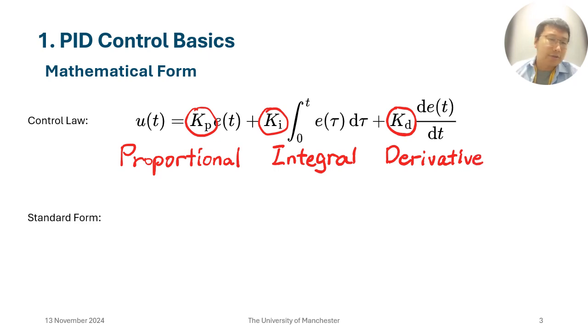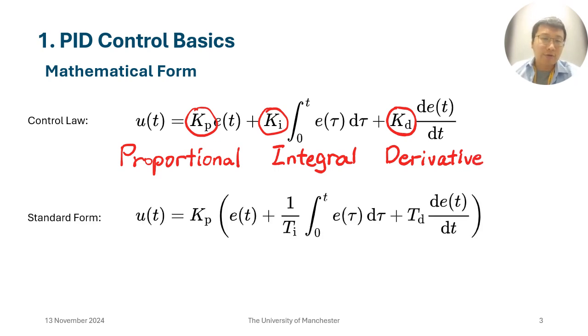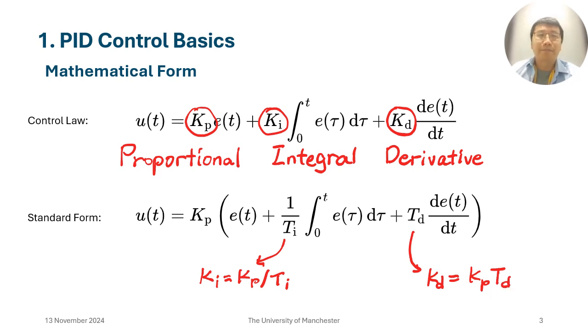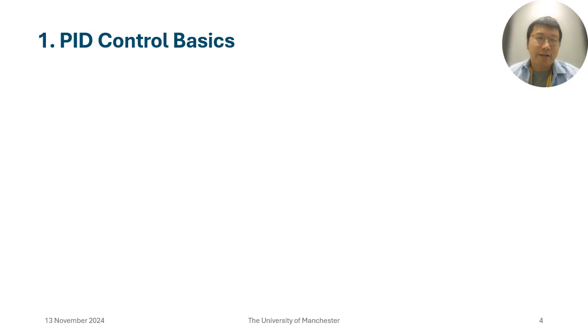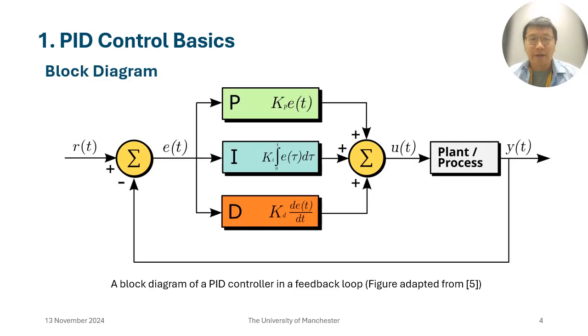In the industrial setting, there's a more standard form. You can also write its equivalent formulation like this. Instead of writing Ki and Kd, we can use Ti and Td, which are time constants. This helps us have an intuitive understanding of the parameters and how to tune them. To help us understand PID control, we can graph it out in a block diagram, something like this.